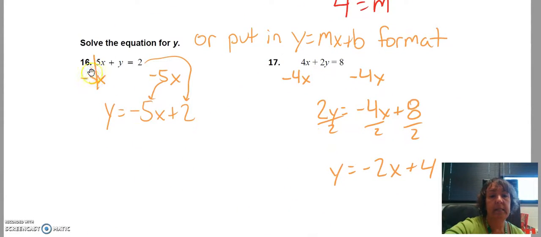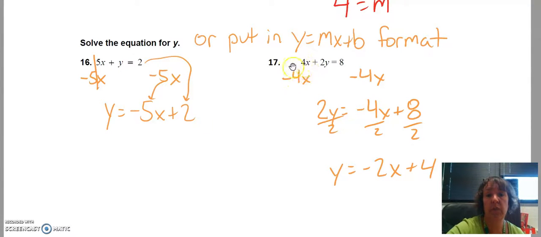On 16 and 17, it says solve the equation for y. That's the same directions as put in y equals mx plus b format. So this 5x is on the left. We don't want it on the left. It's a positive 5x. Subtract 5x from both sides to move it to this side, basically. It's canceled from here. When you write them on this side, write your x term first. So this negative 5x just drops down. This positive 2 drops down behind that.